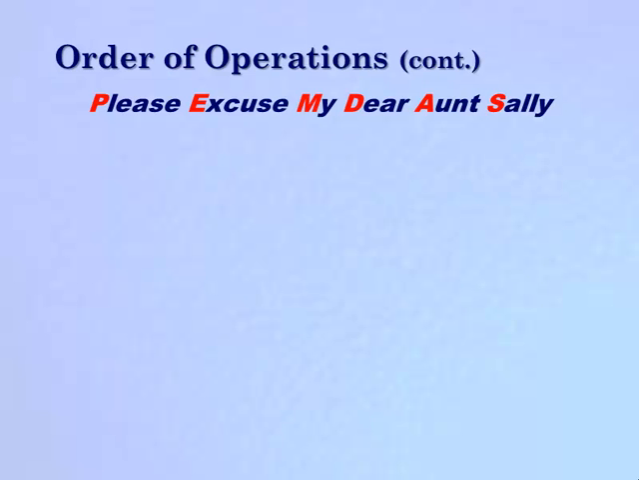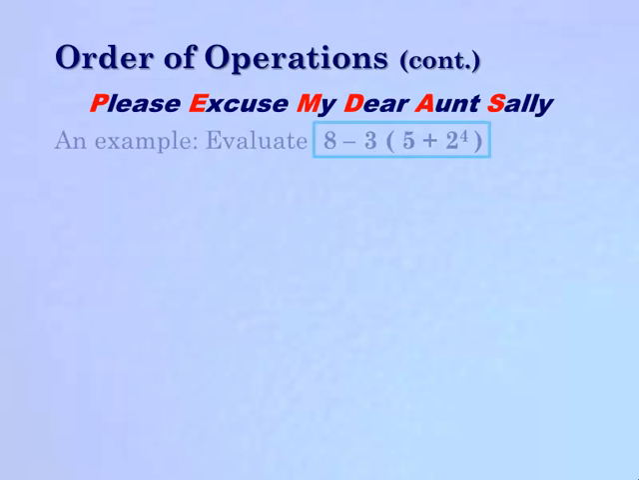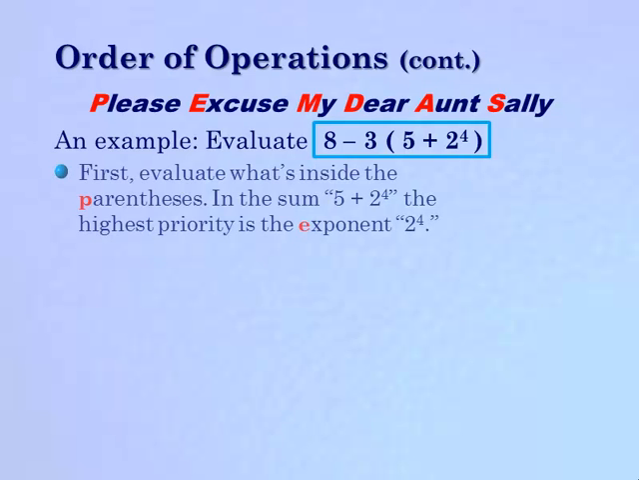Let's look at an example of how that works. Let's consider the expression 8 minus 3 times the parentheses of 5 plus 2 to the 4th power, close parentheses. Which operation should we do first? Well, the please excuse my dear Aunt Sally tells us that the first thing that we need to do is look at the parentheses and evaluate what's in the parentheses. So inside the parentheses is 5 plus 2 to the 4th. And which should we evaluate there first? We should evaluate the 2 to the 4th first because it is the exponent, which is the next thing after the parentheses.